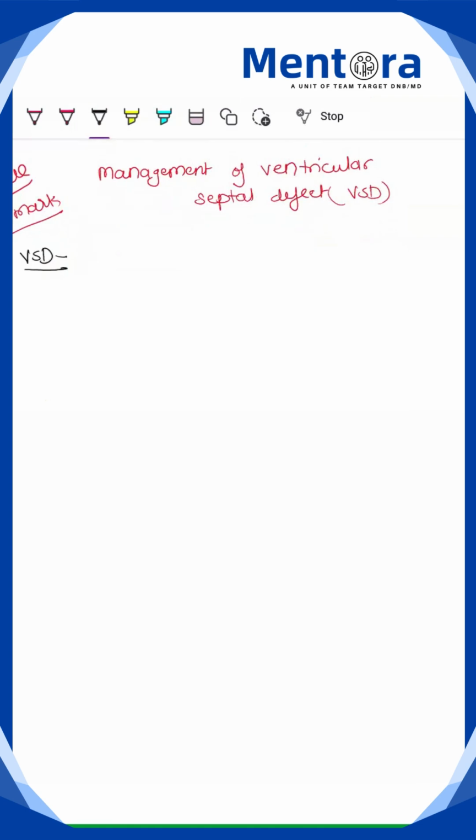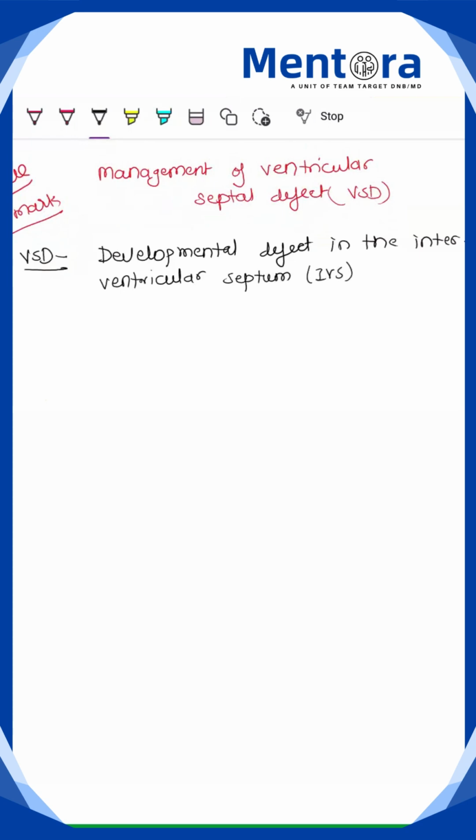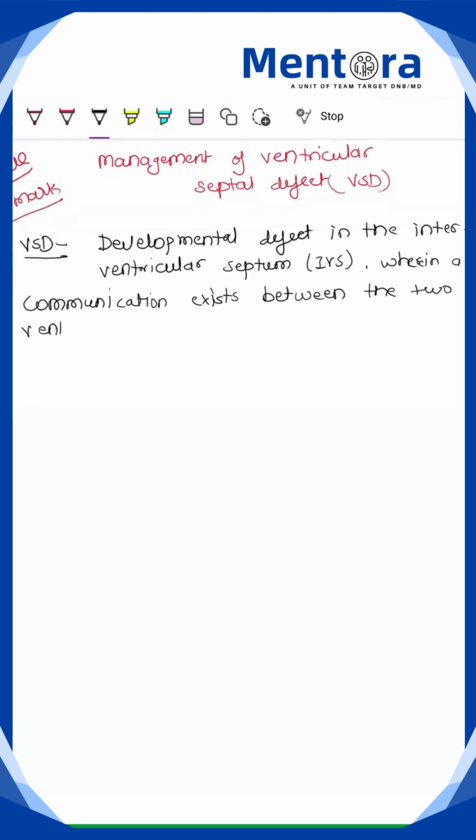So what is VSD? It is the developmental defect in the interventricular septum wherein a communication exists between the two ventricular cavities, leading to shunt formation.